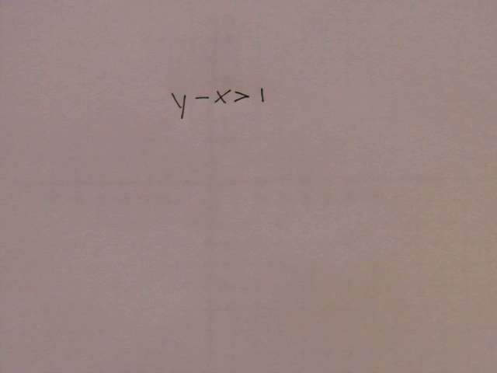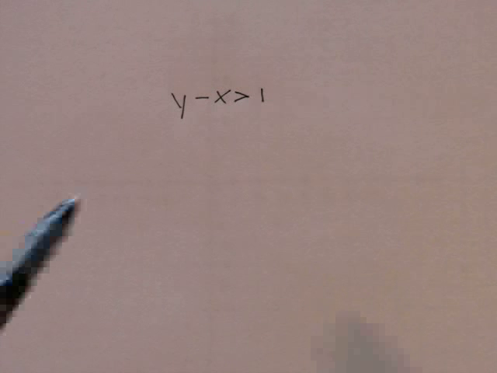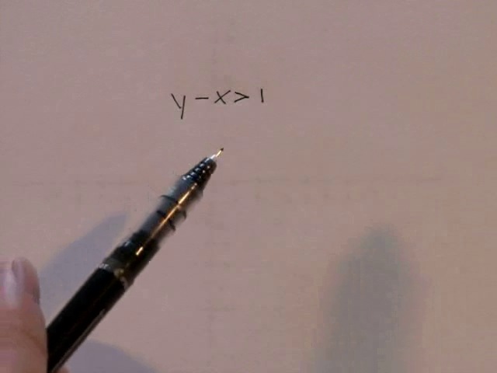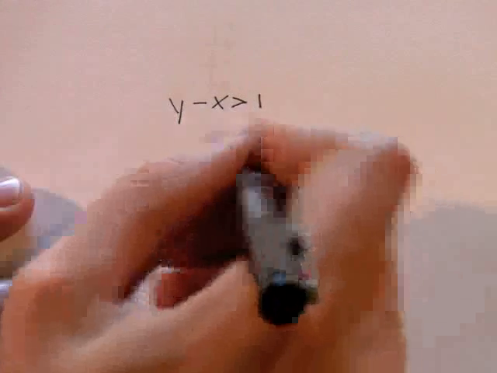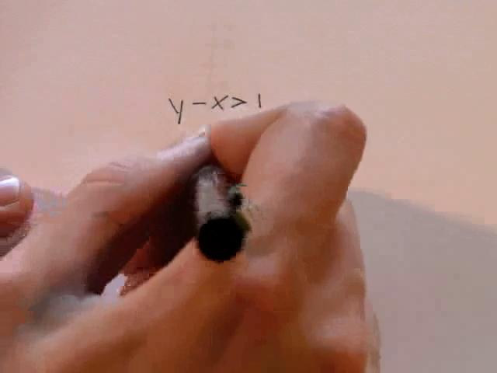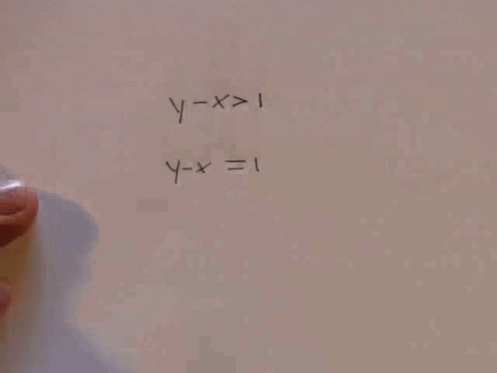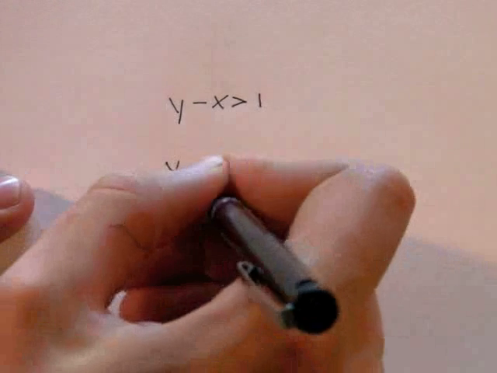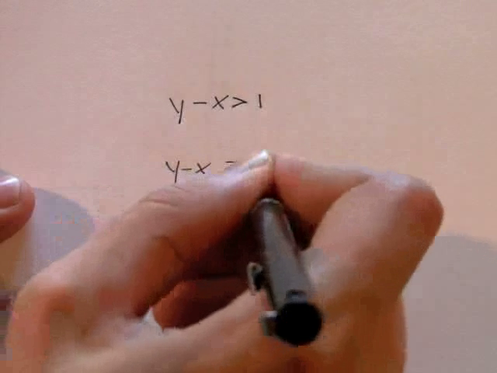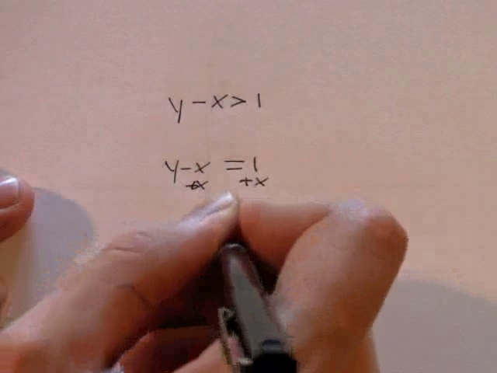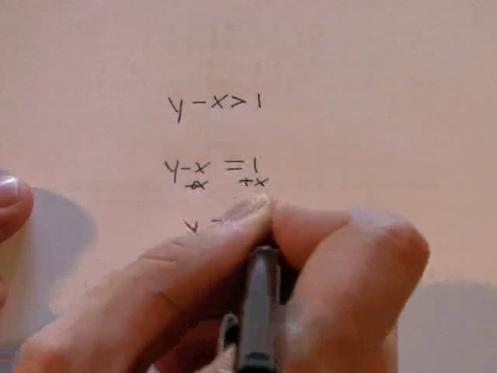So what you do with that is you take whatever symbol you have. In this case, you have a greater than sign. Make it an equality sign just for now, just so we can figure this out, and you write the expression. Then go ahead and solve for one of the variables. It's easiest if we just add x to both sides. That way you have y equals 1 plus x.